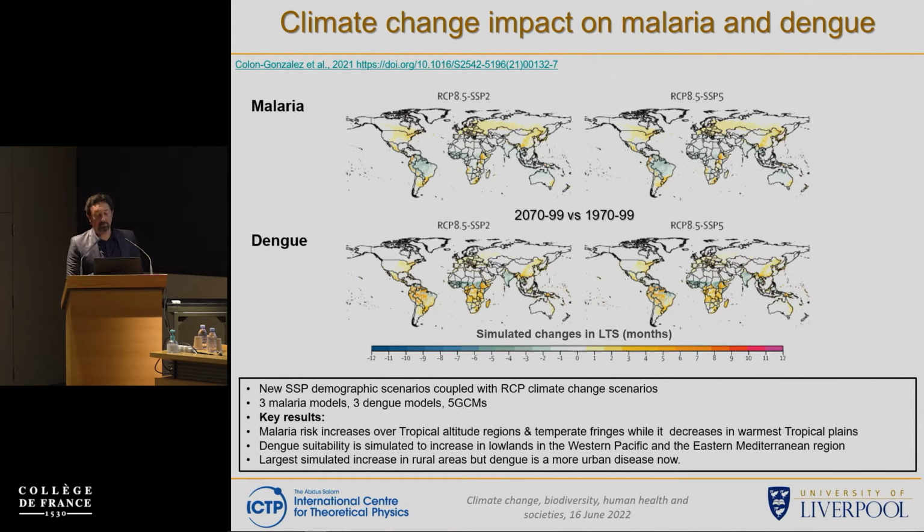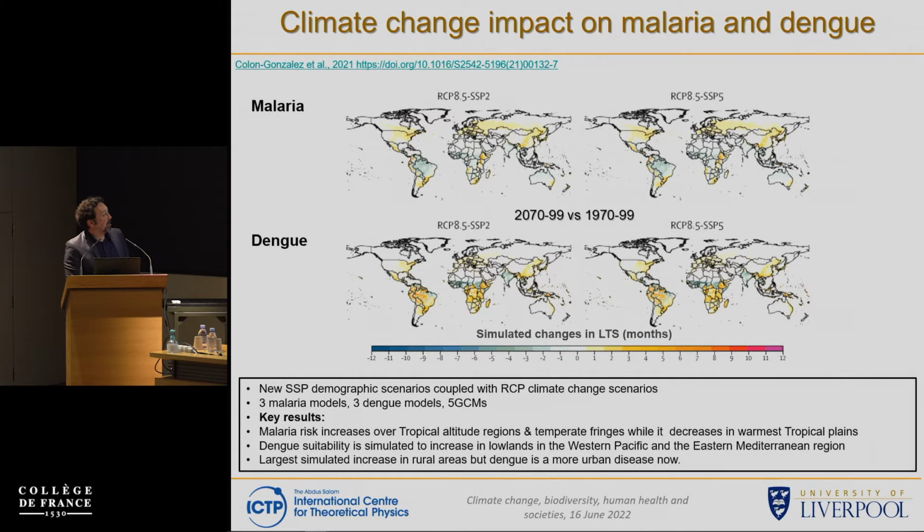A more recent exercise with others, so Felipe Colón-González, Rachel Lowe, Adrian Tompkins, others, Joacim Rocklöv involved in the exercise, where we looked at malaria and dengue scenarios. We found similar findings, but this time we had the new CMIP6, the new IPCC framework, which is a bit better because you get new population scenarios coupled with new climate scenarios. So you can look at things in a two-dimensional way. You've got the demographics on top.